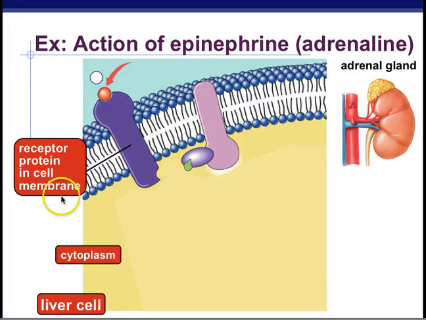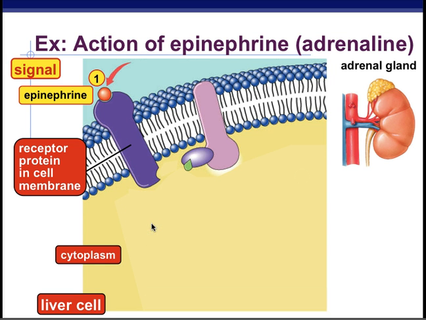As you see, we have a little receptor sitting in the cell membrane, and it's going to have a signal that sits there. And here we go. Epinephrine comes in and locks into the receptor sitting in the cell membrane. That's our signal. Then it activates GTP.